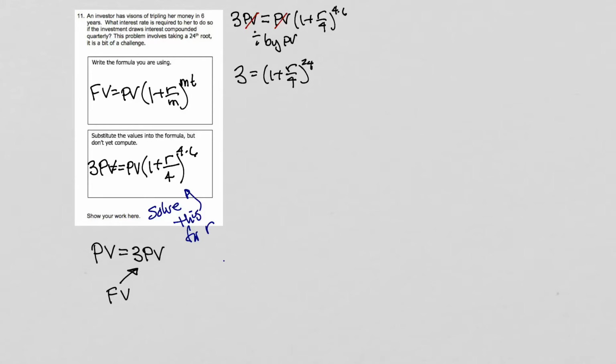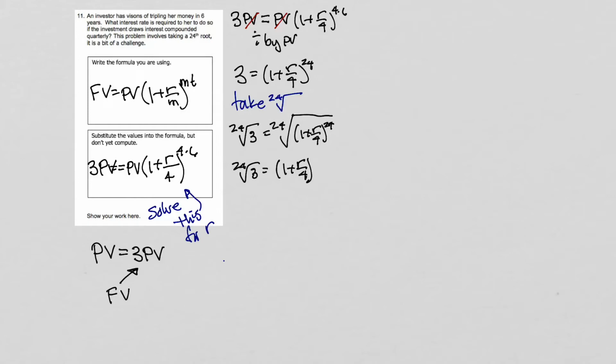Now, what we have is the 24th power here. So I need to undo the 24th power, and I can do that by taking the 24th root. So I'm going to take the 24th root of each side. That's going to look like this. The 24th root of 3 is equal to the 24th root of 1 plus r over 4 to the 24, and this will give us the 24th root of 3 is equal to, now the 24th root of the 24th power is really the absolute value of this expression, but since all the numbers here are positive, we don't need the absolute value sign, so we can just write 1 plus r over 4. And now I'm actually going to drop the parentheses, no need for those, so we're going to have the 24th root of 3 is equal to 1 plus r over 4.